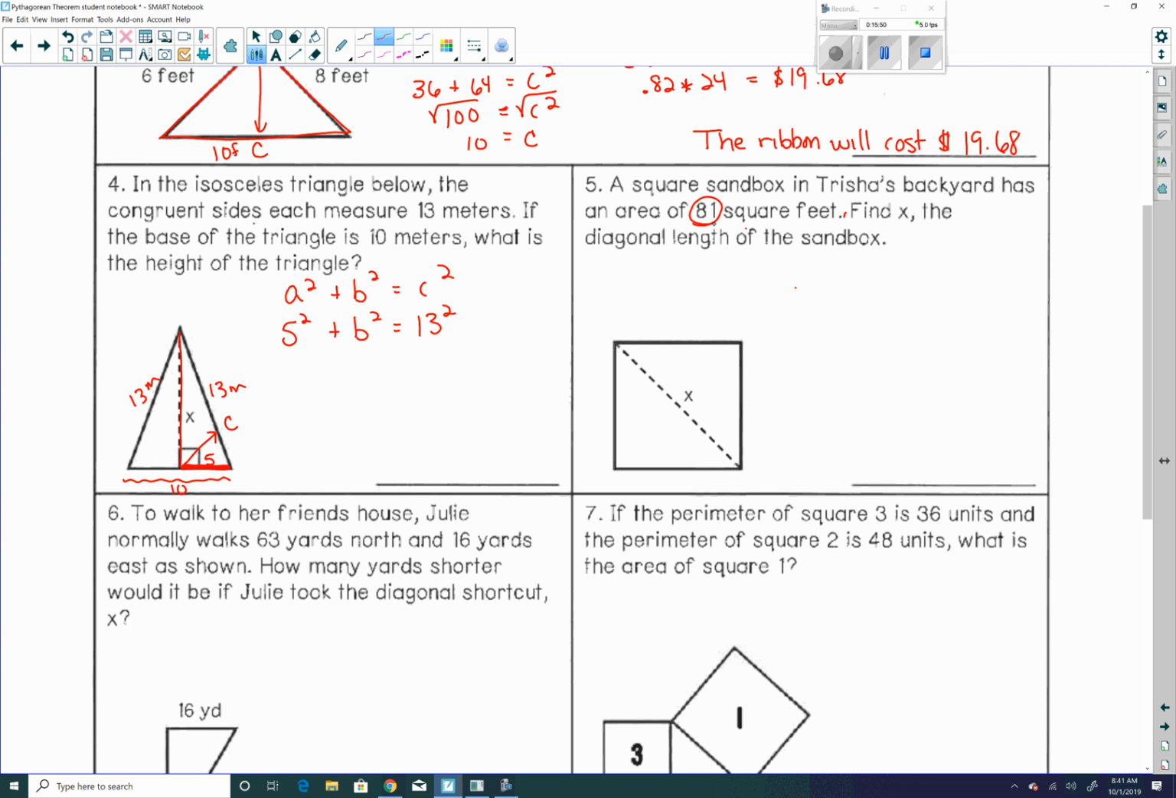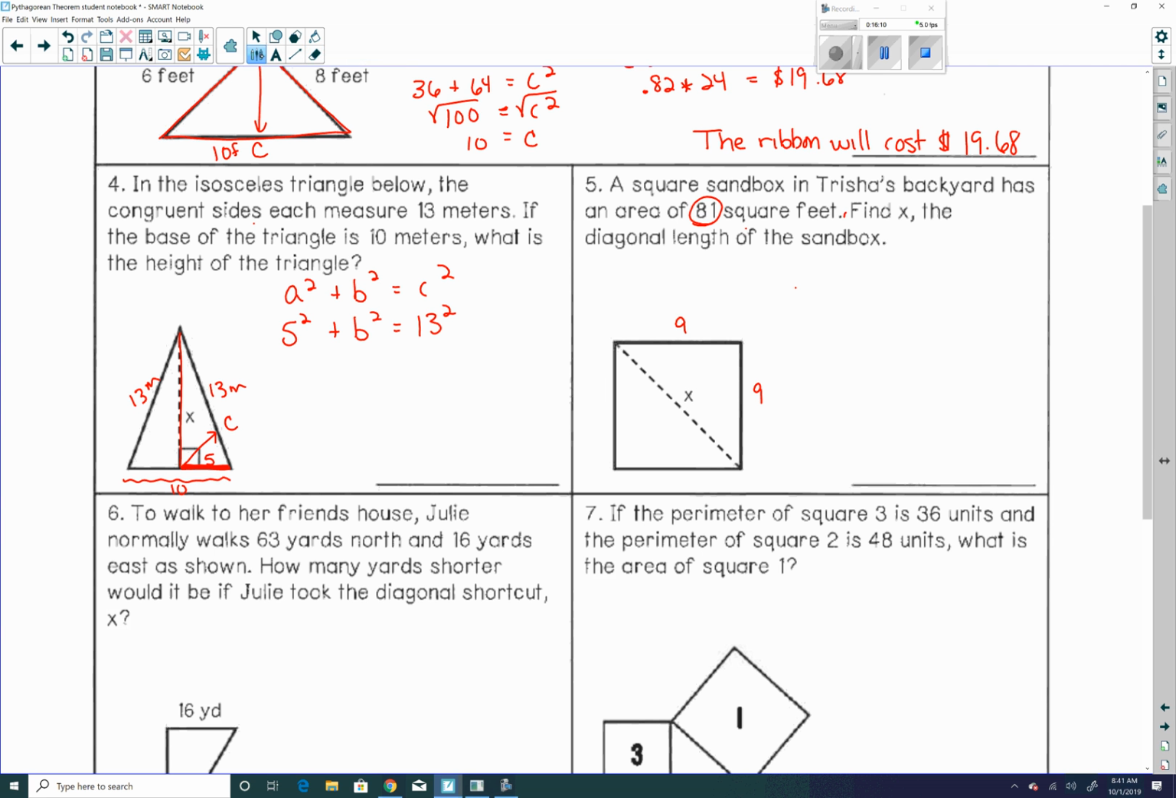Okay, side length would be 9. The square root of 81, 9 times 9 equals 81, and that's the entire box here, 81 feet. Now we're looking for the measurement just of the diagonal of the box. So I'm going to use the Pythagorean theorem.